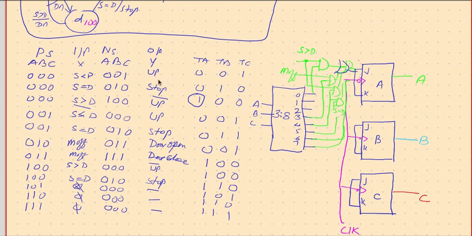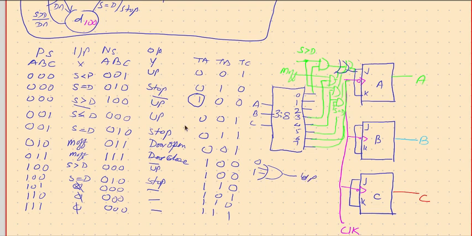Then how do you generate output? The outputs are again generated from this. The output up is available when the state is 0. When the state is 0, output should be up. When the state is 1, output should be up. So there are two states for which the output should be up.